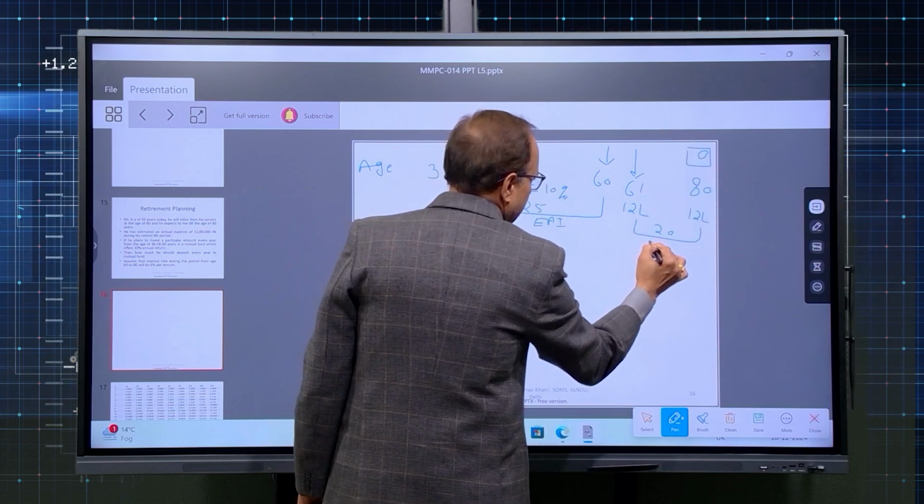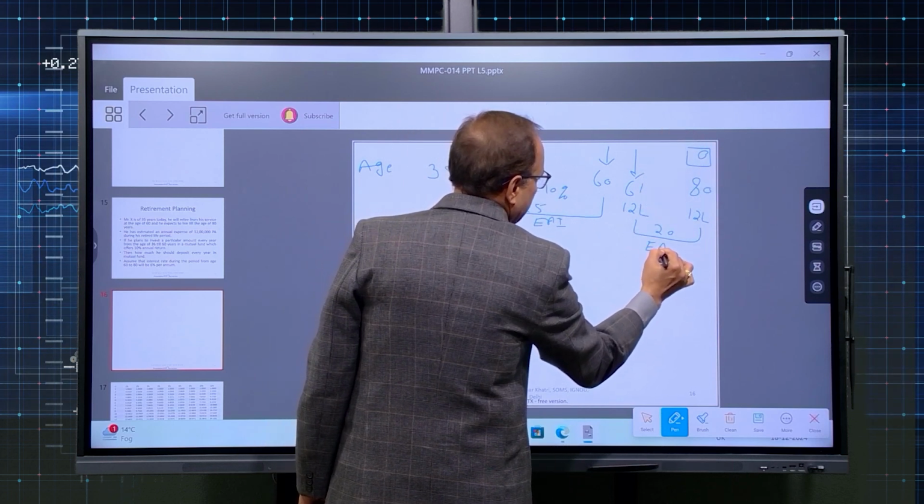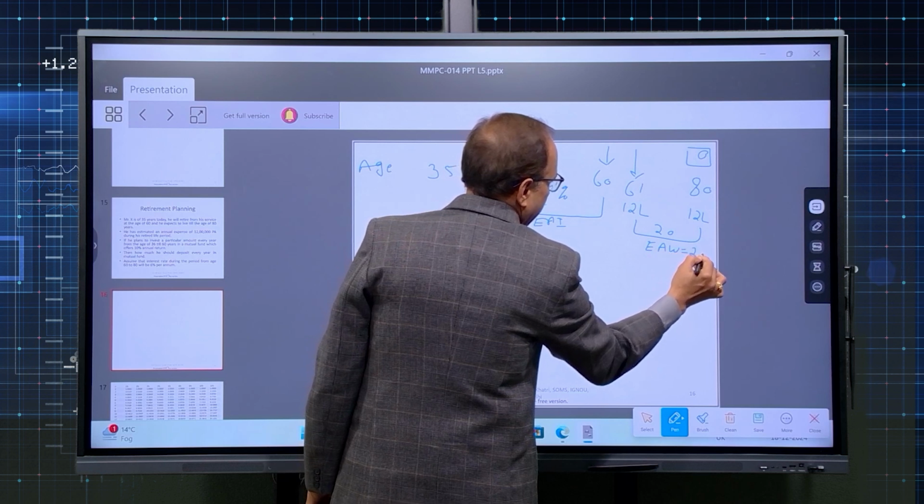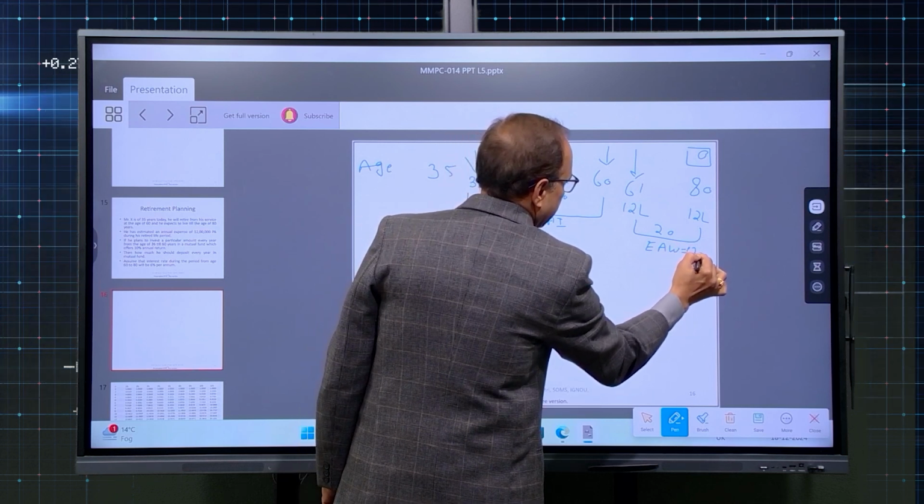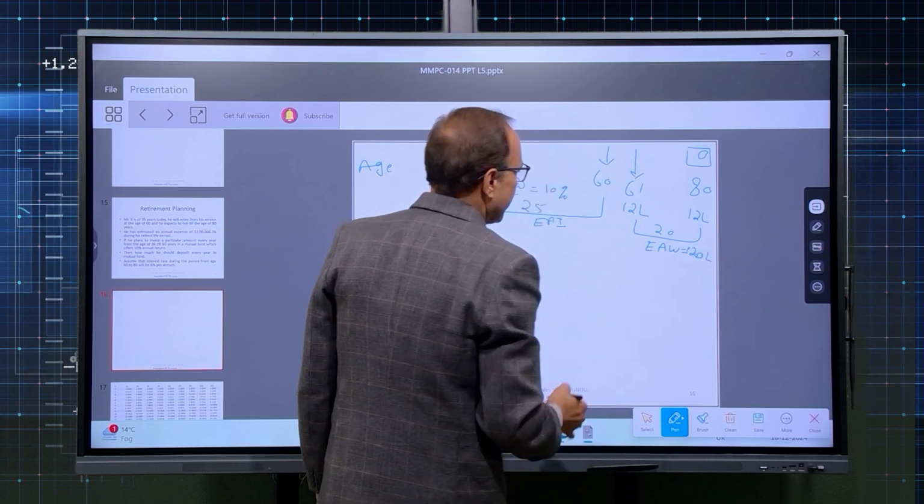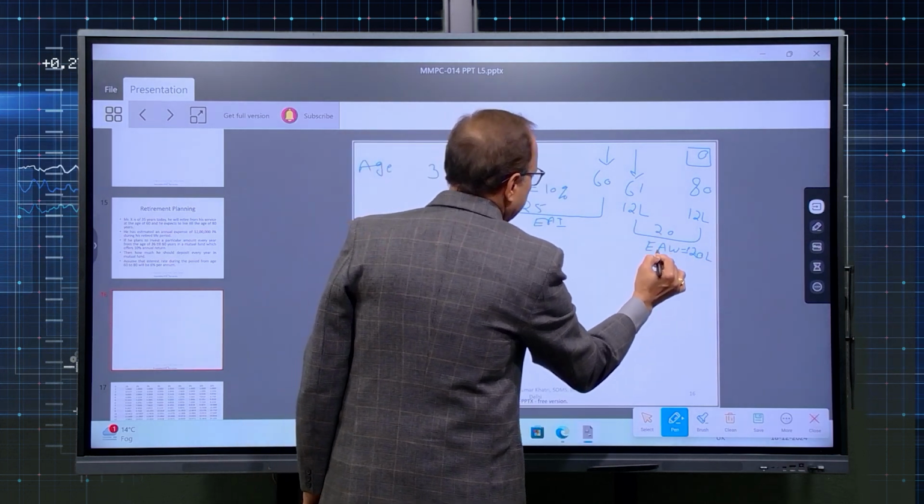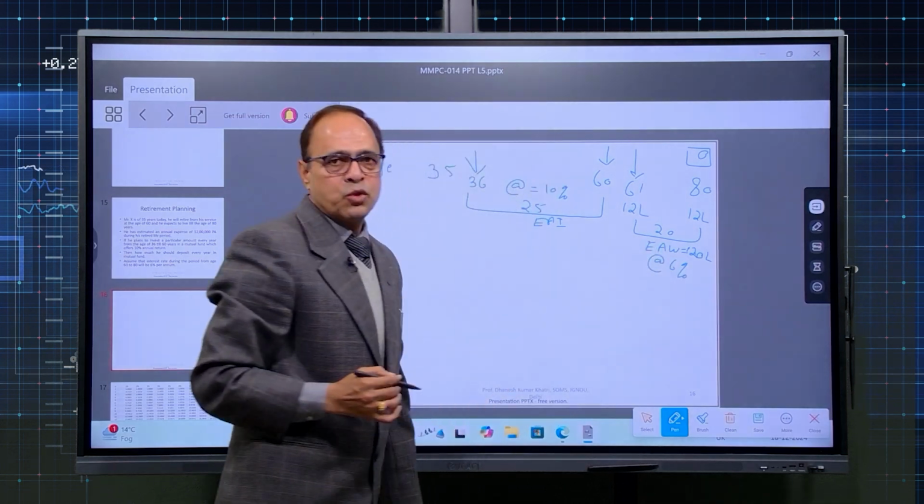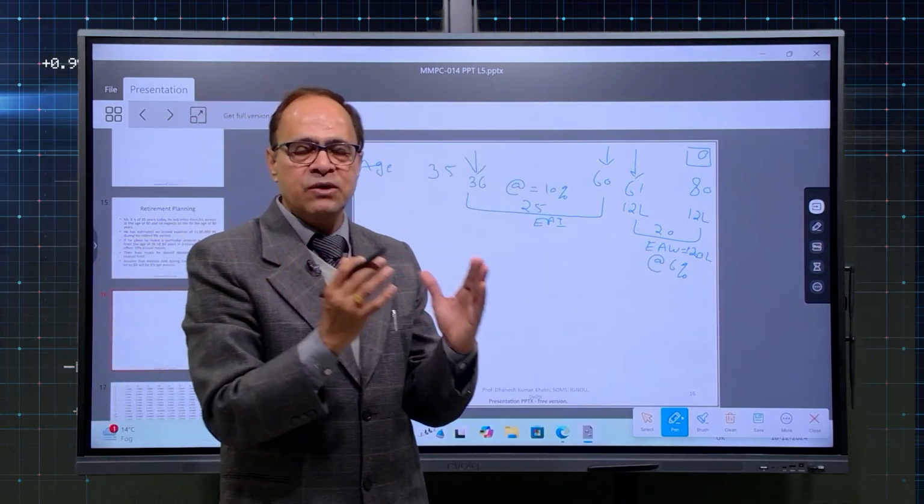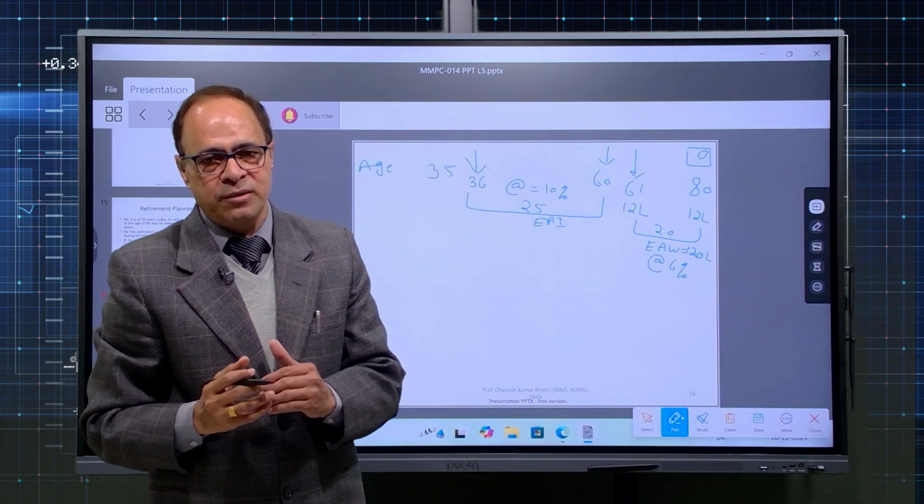It means he will have equal annual withdrawals of 12 lakh for 20 periods, and the rate of interest during this period is 6%. Now, the question comes whether we should apply the present value fundamental or the future value fundamental.